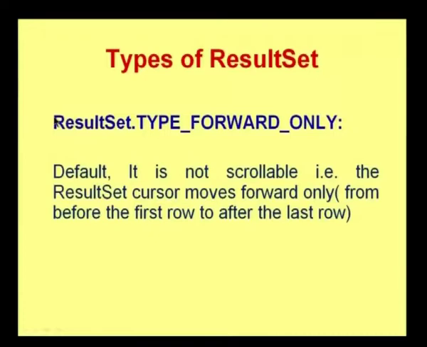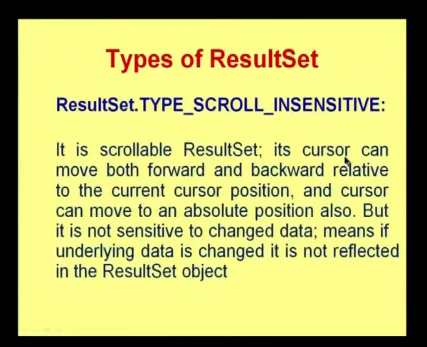Whereas the next type of result set is ResultSet.TYPE_SCROLL_INSENSITIVE. It is a scrollable result set. Its cursor can move both forward and backward relative to the cursor's current position, and the cursor can move to an absolute position also. But it is not sensitive to changed data, meaning if the underlying data is changed, it is not reflected in your result set object.